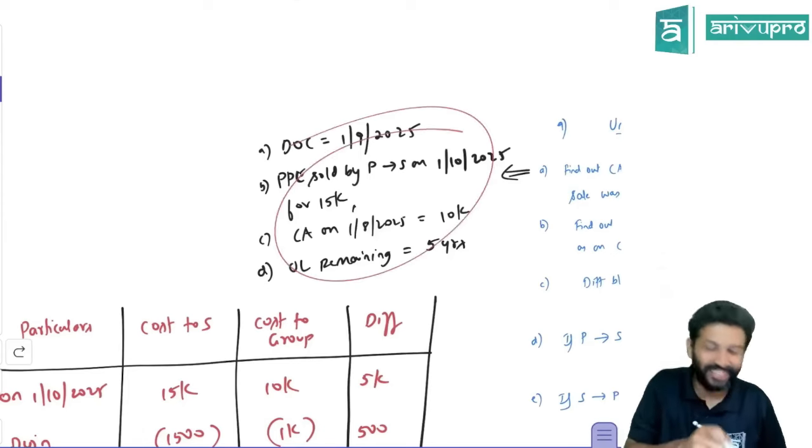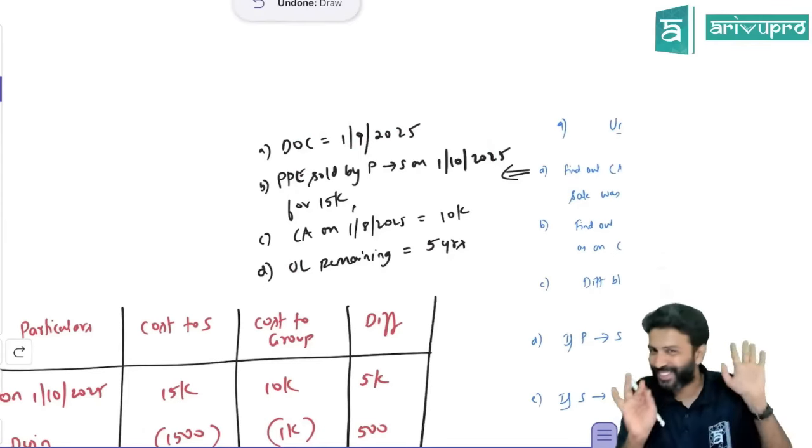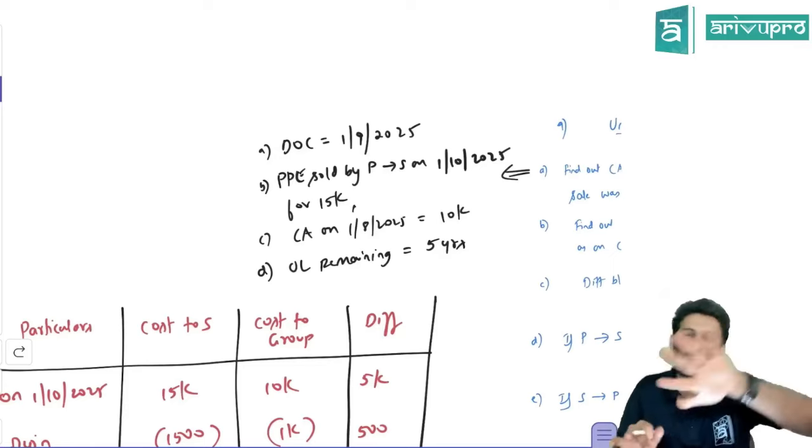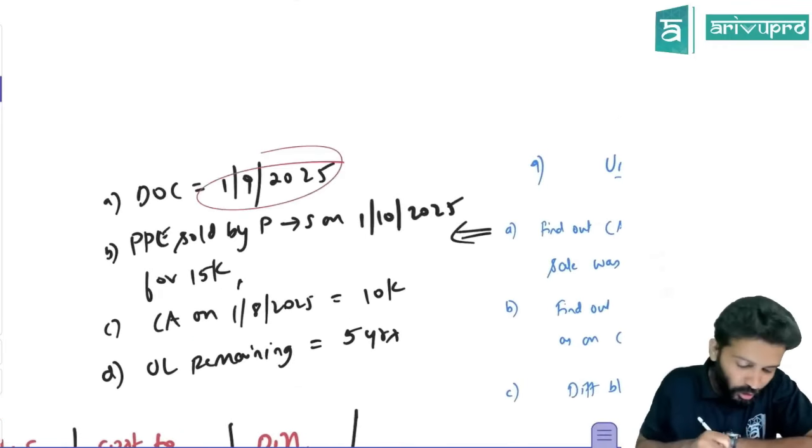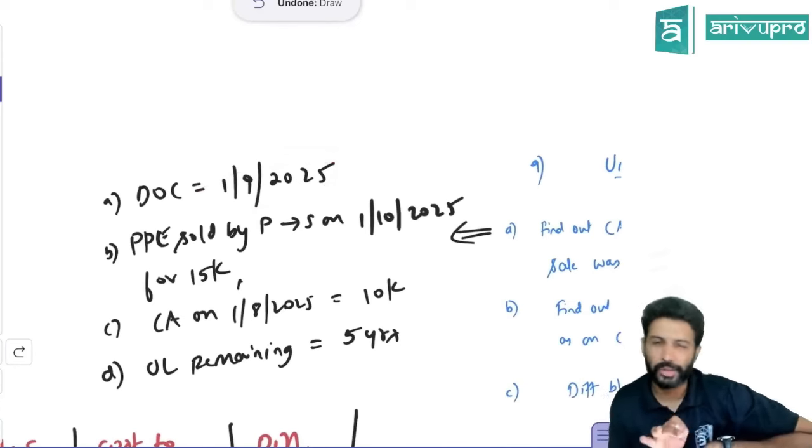All this you will see in our problems. If you open our notes, all this you will see. I've just brought it as a small adjustment for explanation's sake. So the parent has got control on 1st September 2025, assumption.